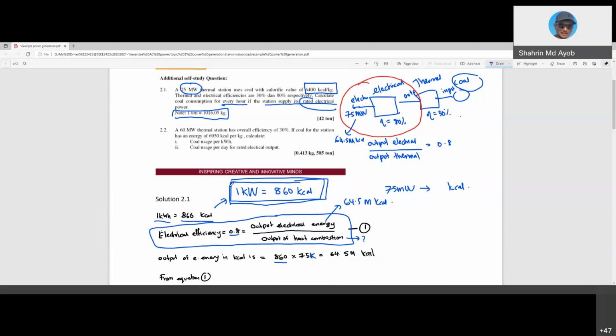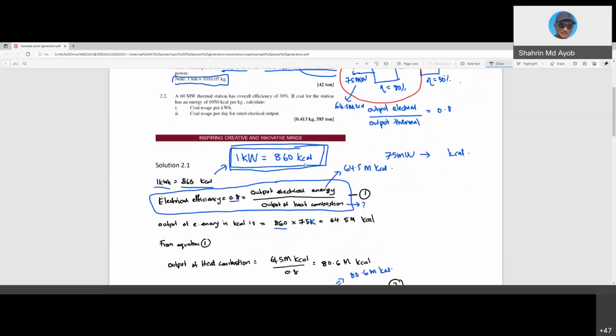Okay, I'm still not clear why use 75 kilowatt instead of 75 megawatt. So I would like to ask you back, how many kilowatt hour in 75 megawatt?